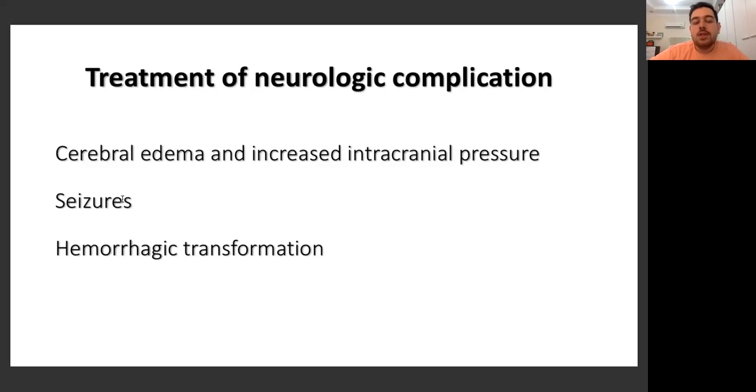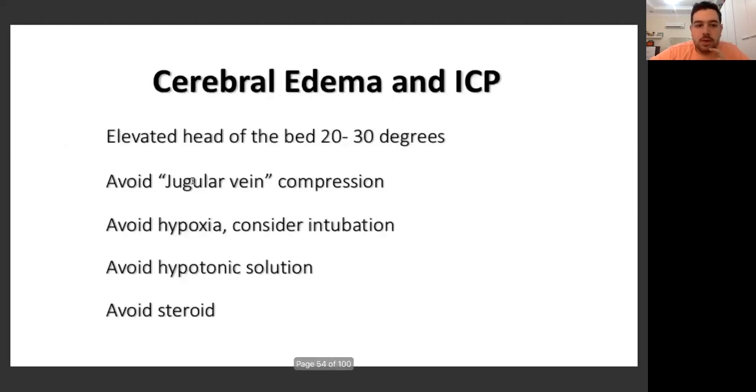Seizures can develop because a seizure is just an abnormal electrical activity. If there is any change in the structure or the function of the neurons, a seizure can develop. So we need to manage it. And the cerebral edema, we will talk about how to manage it right now.